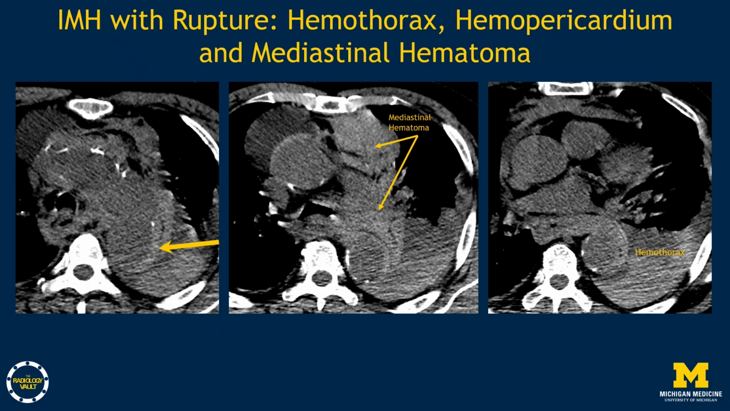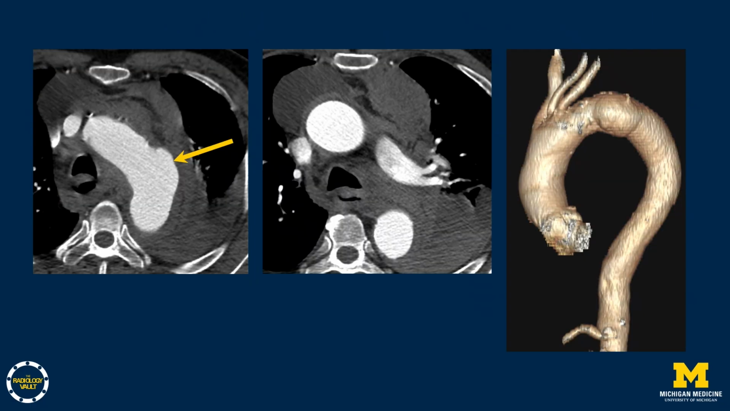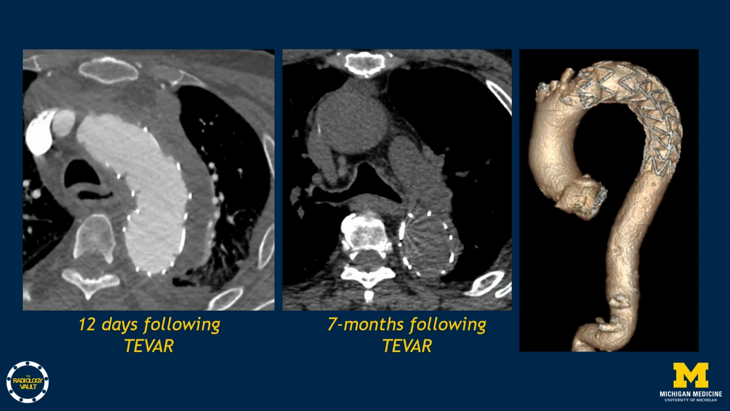This is a case where you have a type B acute intramural hematoma that ruptured and led to a hemothorax, a mediastinal hematoma, as well as a hemopericardium. And this patient basically had the rupture at the level of the distal arch and descending thoracic aorta. You can see this focal outpouching both on the axial view as well as the volume rendered image. This patient underwent endovascular treatment, endovascular repair, with excellent results at 7 months with complete resolution of the intramural hematoma and also the hemothorax and pericardial effusion.